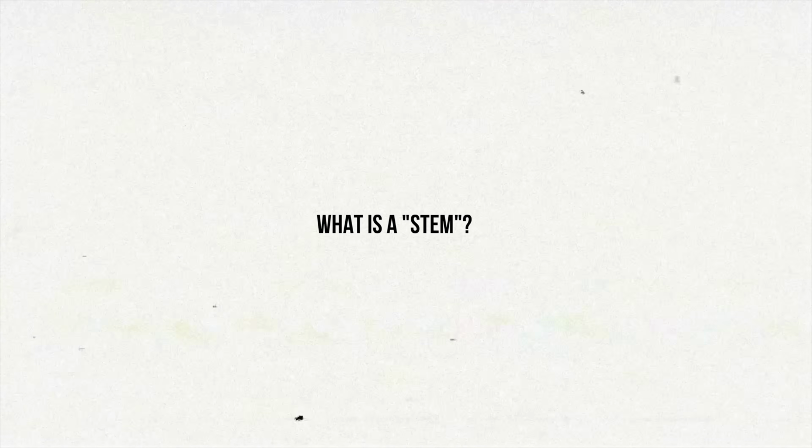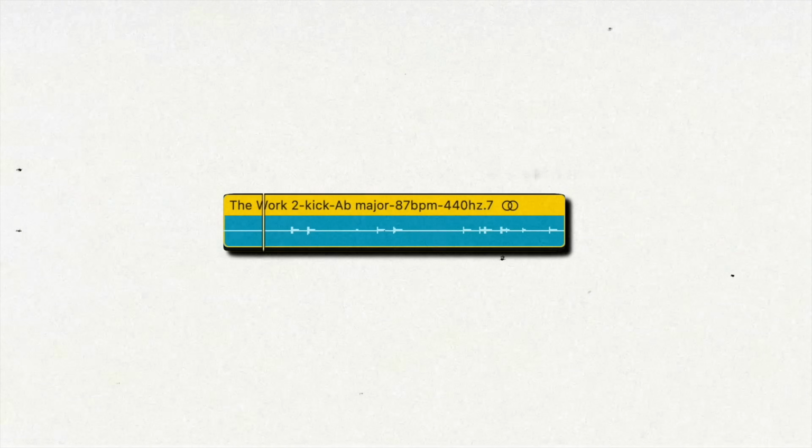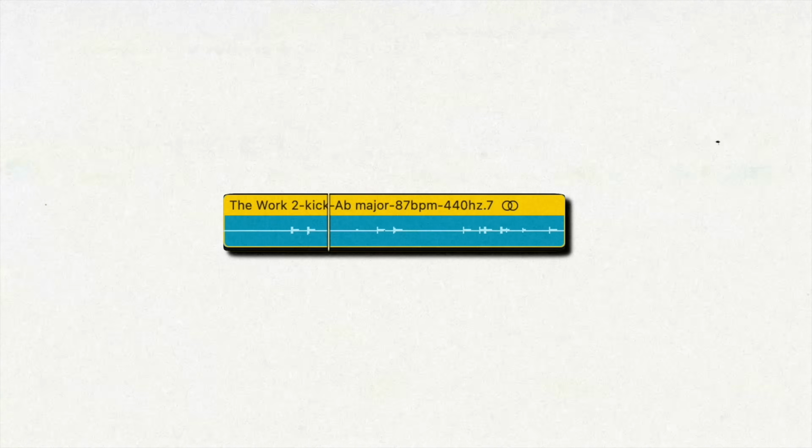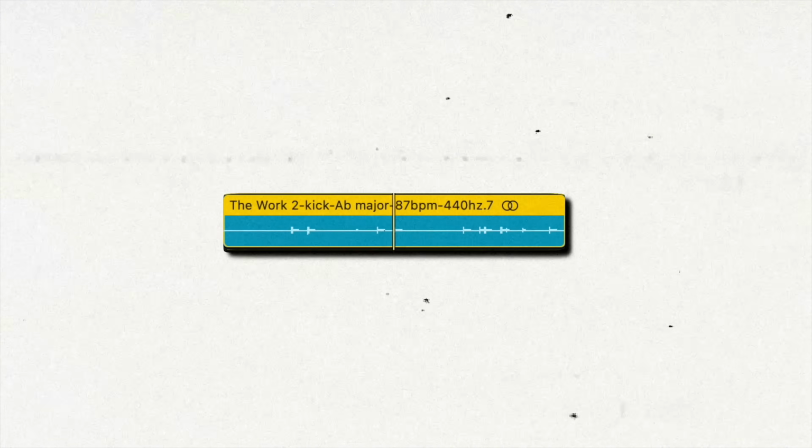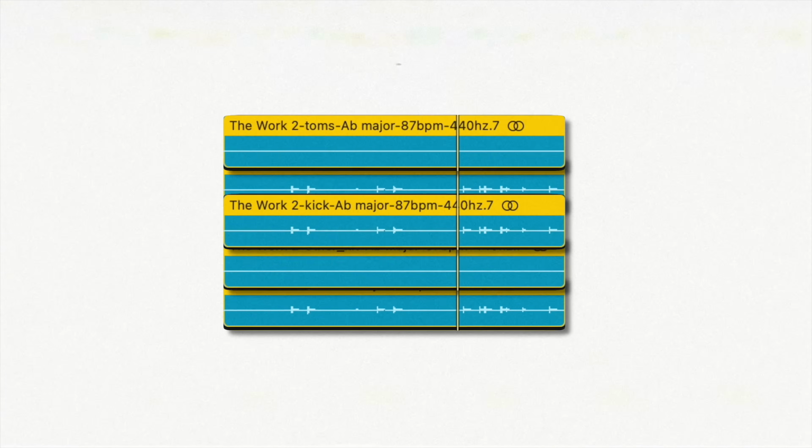In the simplest terms, a stem is an individual track in the music project that you're working on. So a stem splitter is going to be something that separates the individual tracks from an uploaded audio file.